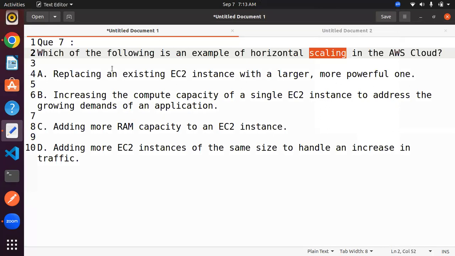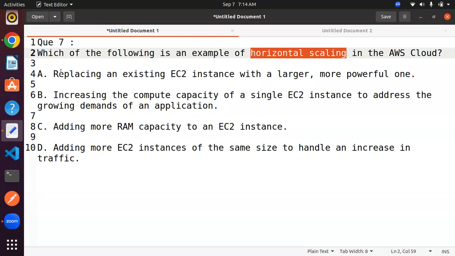First, look at this question. Again, read the question: which of the following is an example of horizontal scaling in the AWS Cloud? Now you are capable of understanding what is horizontal scaling. Copying the same servers in the same zone or same data centers, so that we can increase our application speed by increasing the number of servers.